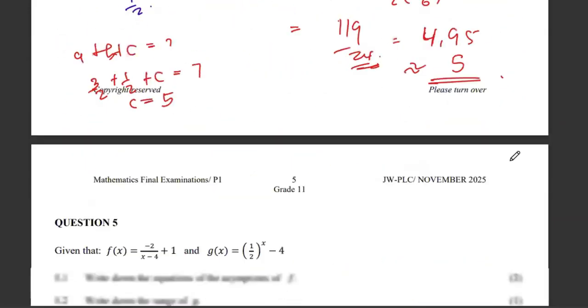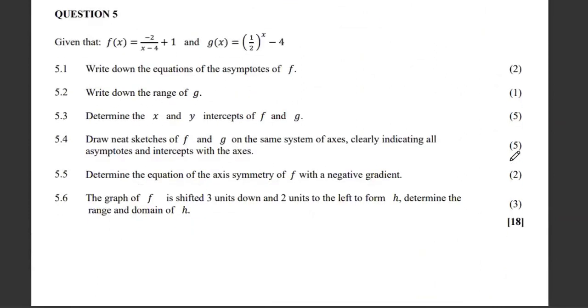Okay, then question number 5, we are given the functions, the hyperbola and the exponential. Write down the asymptotes of f, meaning that x is going to be 4, y is going to be 1. And then the range of g, so since this is an asymptote, it simply means that y needs to be greater than -4.